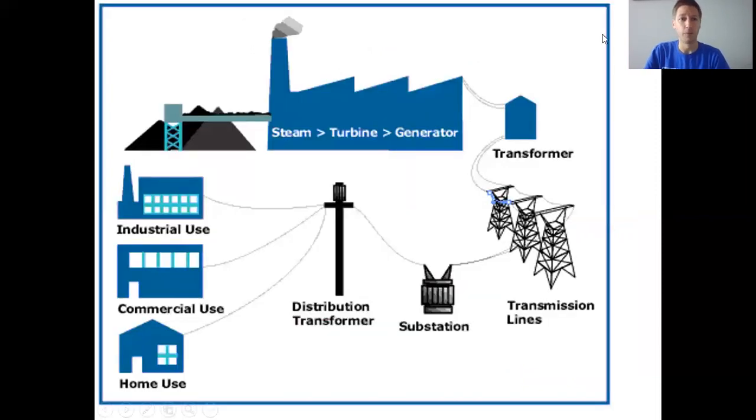So again, what's going to happen is the power plant is going to spin a magnet. That magnet's going to then produce a certain voltage. And then we're going to use a series of transformers to step up the voltage, and then step it back down and distribute it out to different places.